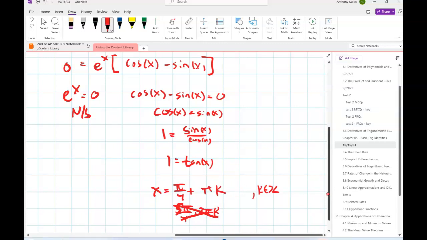How'd you divide cosine over again? Well, cosine divided by cosine is 1. Sine divided by cosine is tangent. Does that feel okay? Yeah.